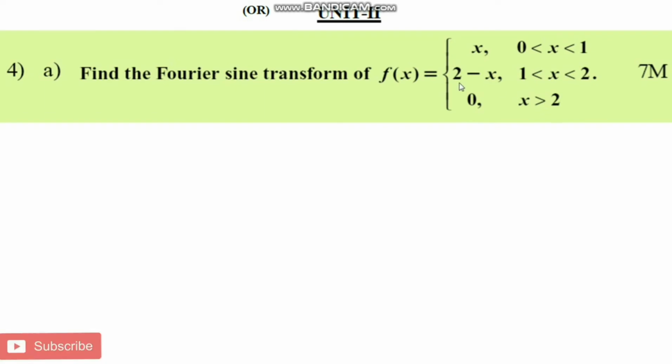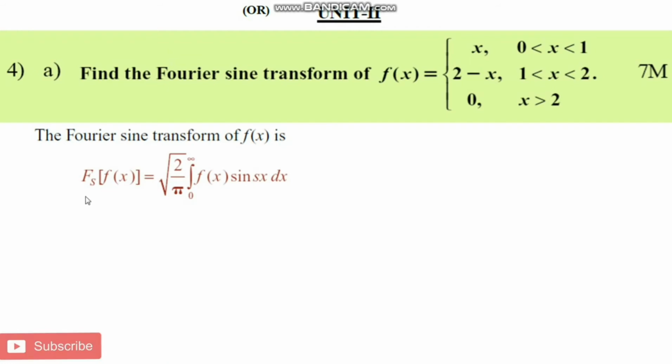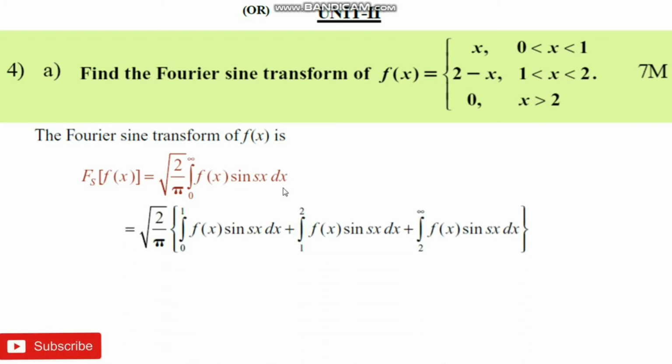So here one can observe that the function is non-zero valued only when x lies between 0 and 1, and 1 and 2. Rest of the function value is 0. For this, the student will be able to get the Fourier sine transform of the function f of x. The Fourier sine transform of f of x has the formula: square root 2 by pi, integral 0 to infinity, f of x sin sx dx.